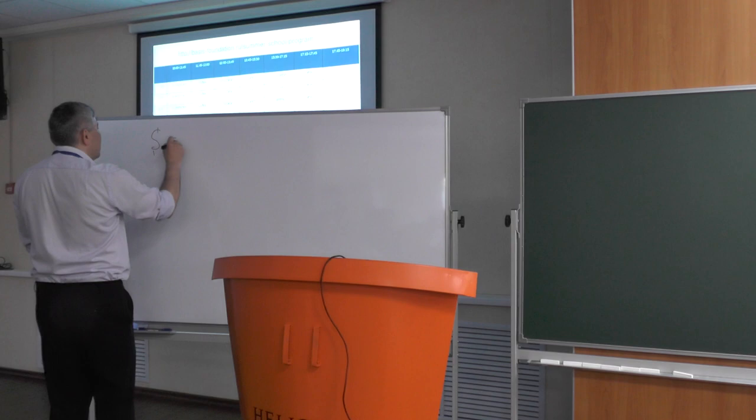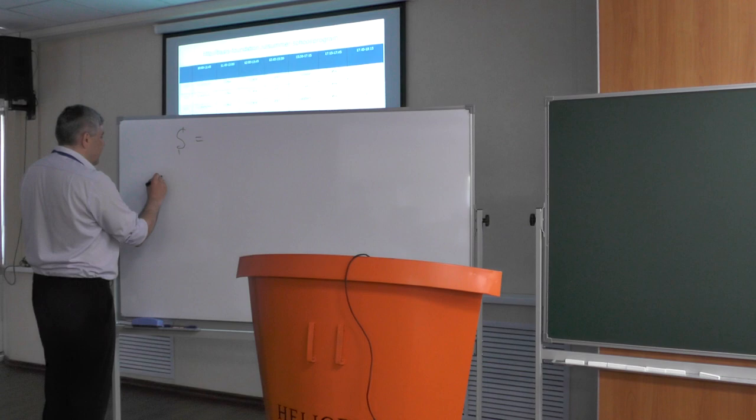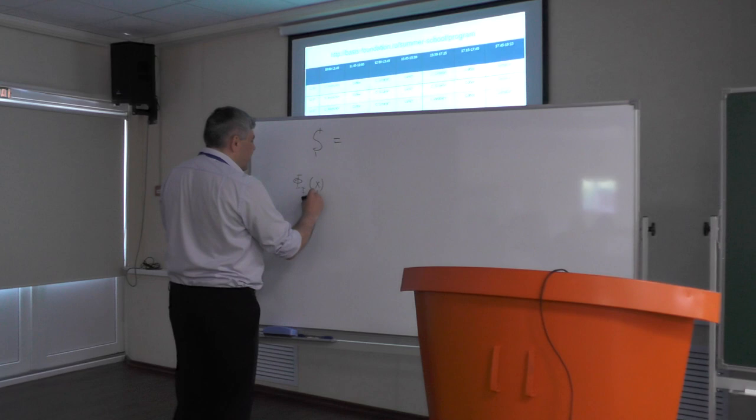We start from the action principle. So if we have a dynamical system, which essentially is described by a set of fields, I denote them collectively by the letter phi with an index I. And I assume that these fields depend on a point x, where x will be the space-time point.